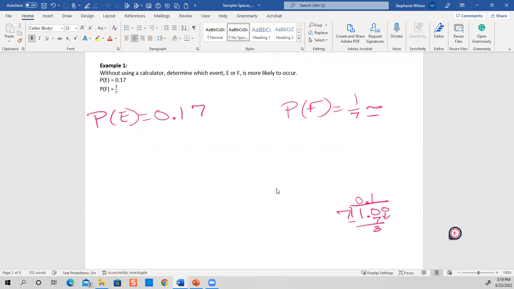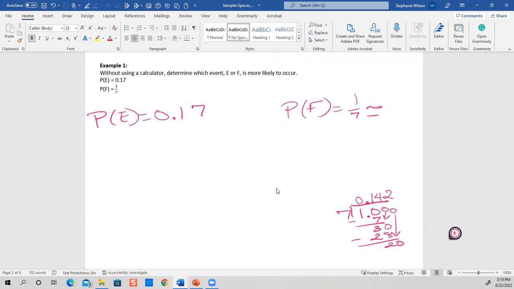Bring down a 0 because I didn't get a remainder of 0. 7 goes into 30 4 times. 7 times 4 is 28. 30 minus 28 is 2. Bring down the 0. And 7 goes into 20 2 times. I'm going to stop here.